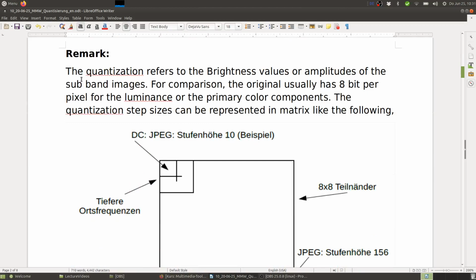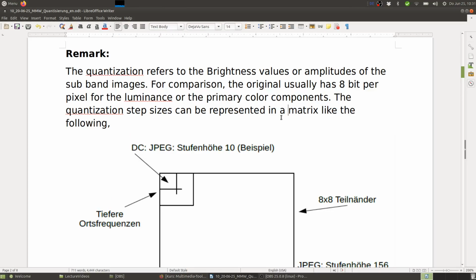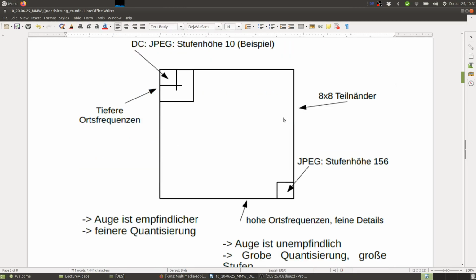Here, in a remark, the quantization refers to the brightness values or amplitudes of the subband images. For comparison, the original usually has 8 bits per pixel for the luminance or the primary color components. The quantization step sizes can be represented in a matrix like the following. So, like this. So here we have our DCT output.